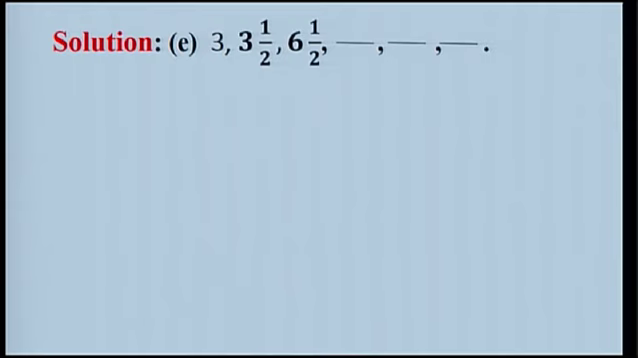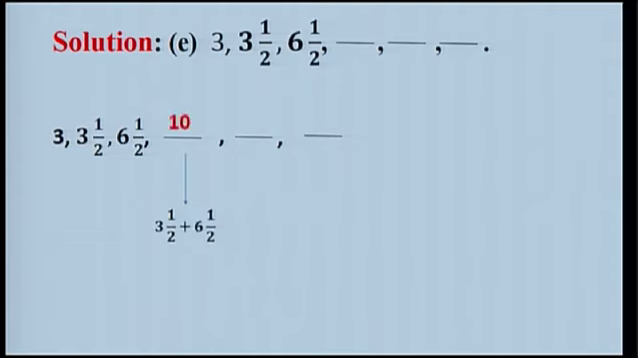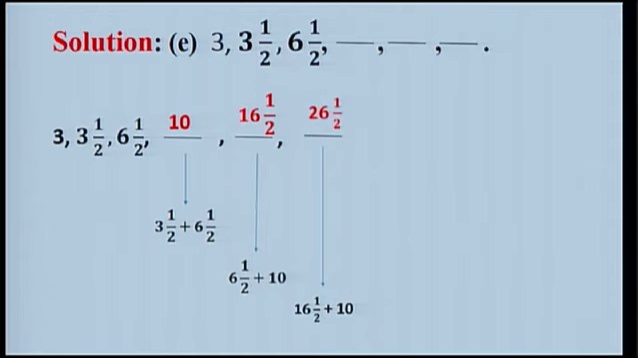Last part, 3, 3.5, 6.5. So here we have fractions. So I need to add the two previous terms to get the fourth term. So 3.5 plus 6.5, which gives me 10. Next, 6.5 plus 10, which gives me 16.5. And the last one, 10 plus 16.5, which gives me 26.5.